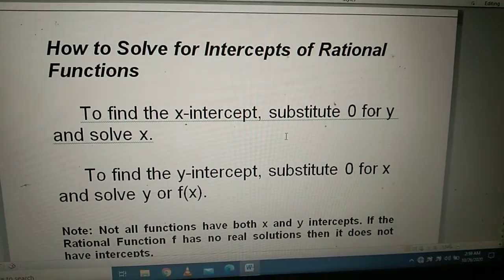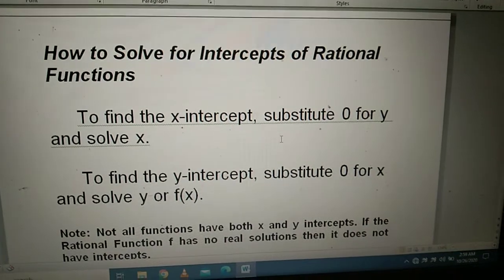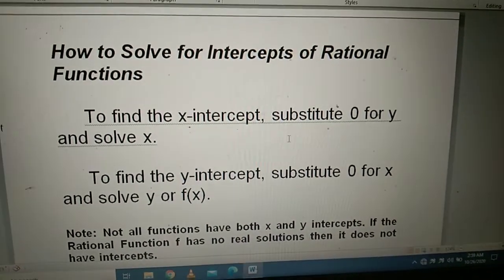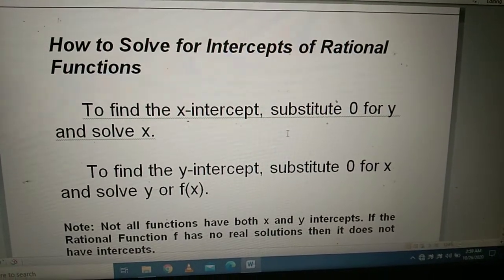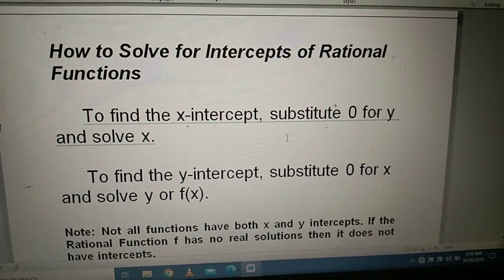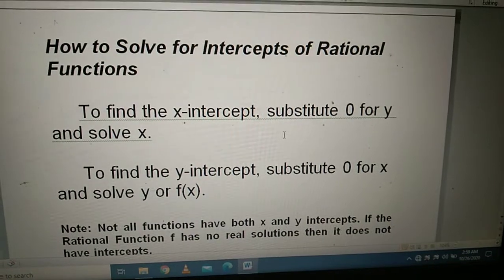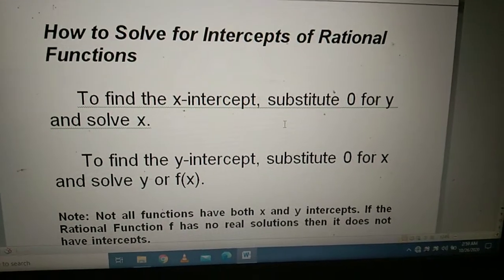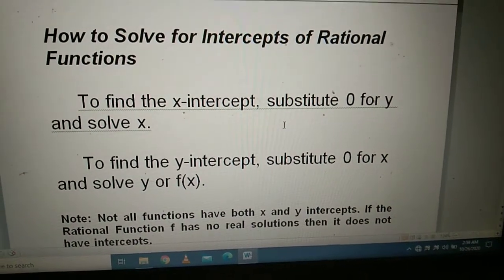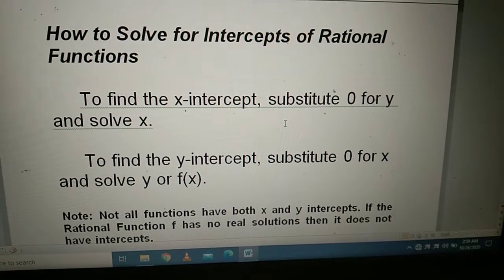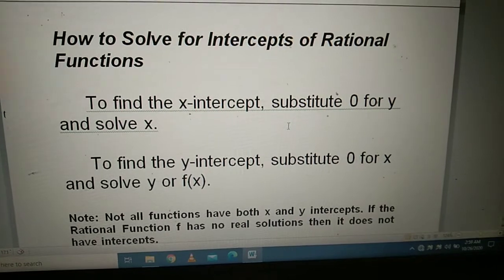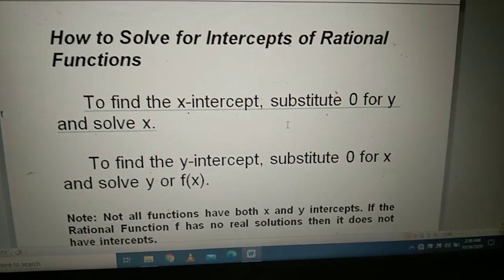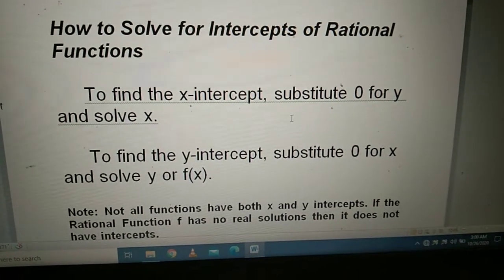To find the x-intercept, substitute 0 for y and solve for x. Then to find the y-intercept, substitute 0 for x and solve for y or f of x. Note that not all functions have x and y intercepts. If the rational function has no real solutions, then it does not have intercepts.